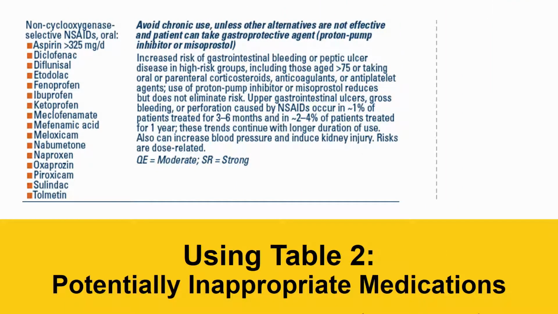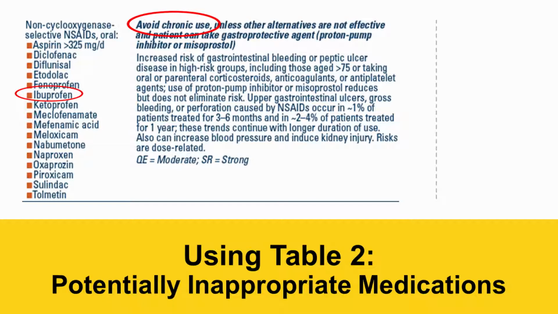This slide, I can tell you, is hard to read, and I'm sorry about that, but this list is very long. It's a list from Table 2 of potentially inappropriate medications, which are the NSAIDs, the non-steroidal anti-inflammatory agents. Most of us have probably had experience with these drugs. Many of them are available over the counter: ibuprofen, Advil, naproxen, Aleve. But in older adults, they can be a big problem. He's on ibuprofen for his osteoarthritis, and it should be avoided in chronic use.